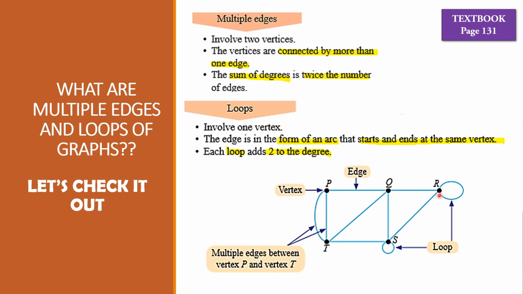And then at point R and at point S, we have loops. Loop means that we start from a vertex and then we end at the same vertex. Same goes for S, we start at the same vertex and then end at the same vertex. So this is what we call a loop, and this is what we call multiple edges.